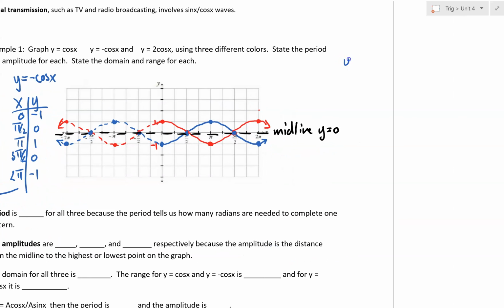Now this last one is saying y is equal to 2 cos x. So we're going to take our xy plane. Since it's still cosine, we're going to say 0, pi over 2, pi, 3 pi over 2, and 2 pi. Now when I plug in 0, I get 1. 1 times 2 is 2. When I put in pi over 2, I get 0. When I put in pi, I'm going to get -1 times 2 is -2. When I put in 3 pi over 2, I'm going to get 0 again. And when I put in 2 pi, I'm going to get 1 times 2 gives you a 2.